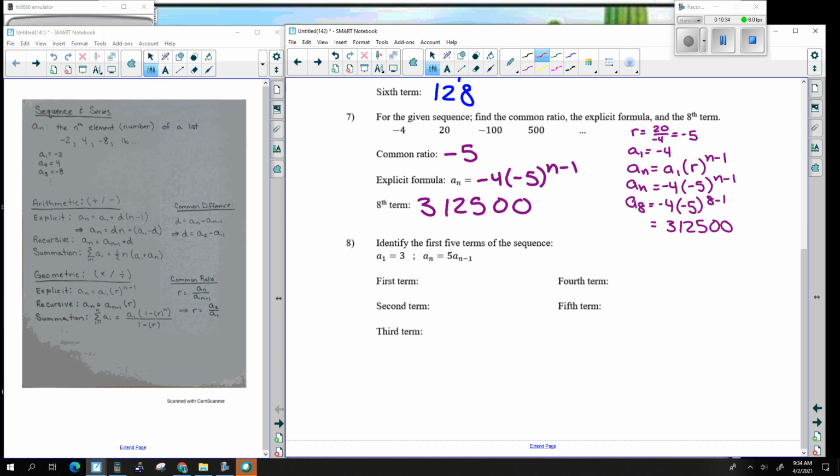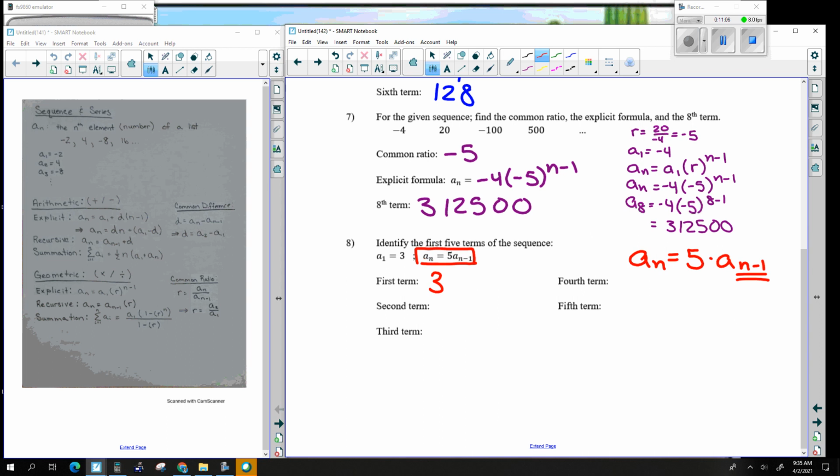Identify the first 5 terms of the sequence. Okay, so the first term is obviously 3. So this is using the recursive formula. They give us a statement that says A n is equal to 5 times A n minus 1. What the deuce is this n minus 1?